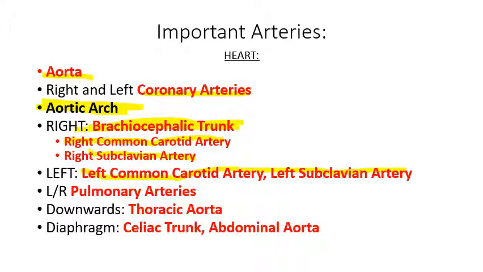And then we have the left and right pulmonary arteries coming out of the heart, of course. They go to the left and right lungs. Then the aorta turns around and heads downwards towards the diaphragm, and as it travels behind the heart, we rename it the thoracic aorta. And then as it passes through the diaphragm, just underneath the diaphragm, we call it the celiac trunk.